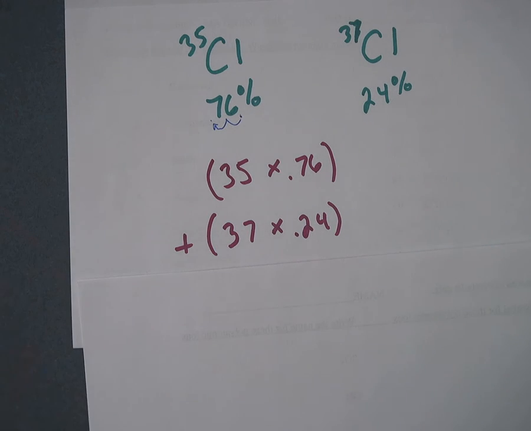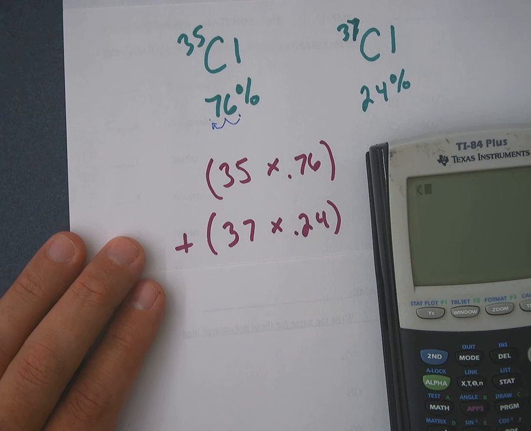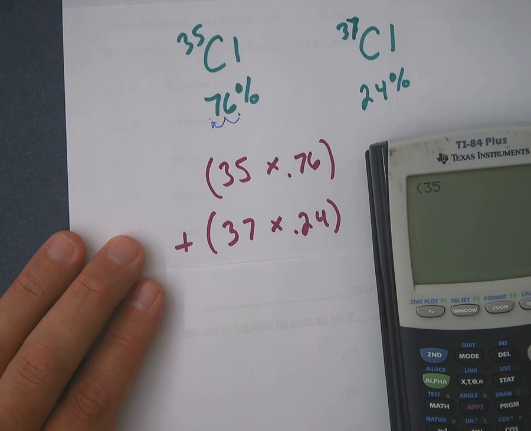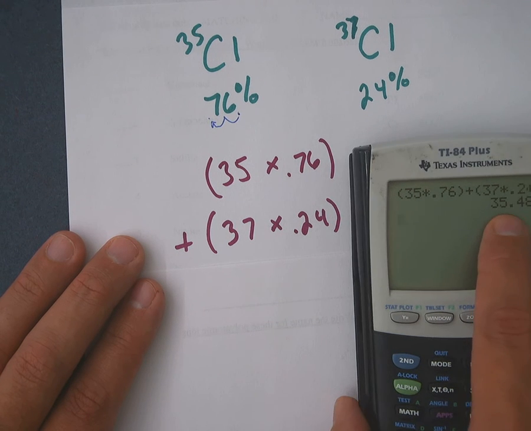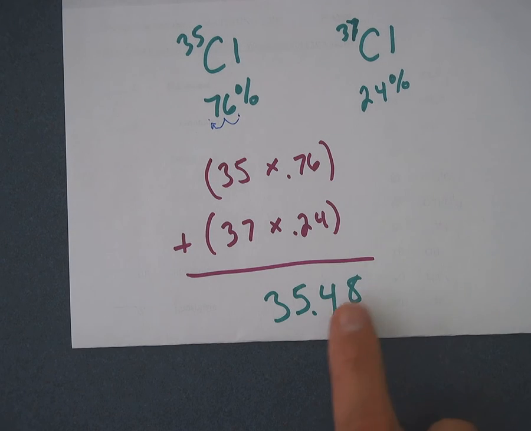Now, you can type this in the calculator in one giant step, if you're pretty good. 35 times 0.76, finish the parentheses, plus parentheses, 37 times 0.24, and it turns out to be 35.48, which is what I wrote down here.